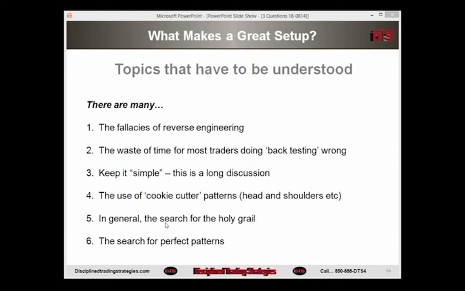The search for the Holy Grail is probably one of the biggest things that prolongs traders swimming in mediocrity or failure or long waiting time before they're successful, or whatever you want to call that. And what I mean by that is trying to find any shortcut other than just learning what you have to know to trade successfully technically. Any shortcut you try and find, it's just not going to work.